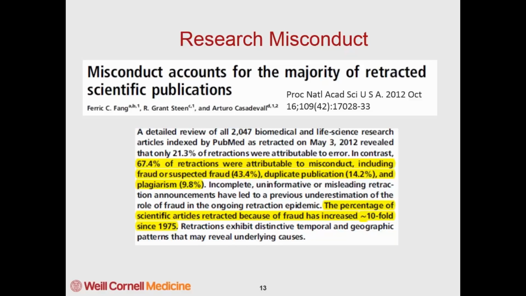So they did this study, and as you see, over 67% of retractions were in fact attributable to misconduct, including fraud or suspected fraud for over 43%, duplicate publication over 14%, and plagiarism nearly 10%. So a significant amount, again, the majority of the retractions are actually the result of misconduct. And as you see, the percentage of scientific articles that have been retracted because of fraud had increased over 10% since 75. Now, what kinds of things can we infer from these?